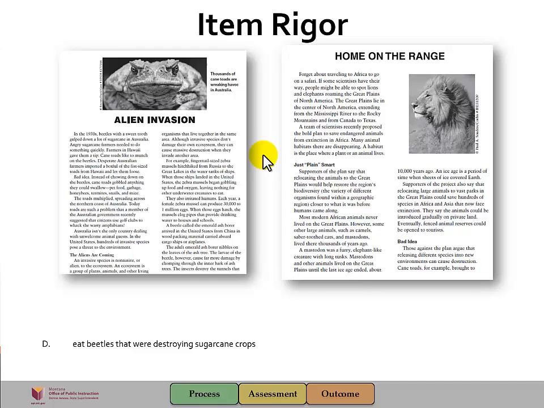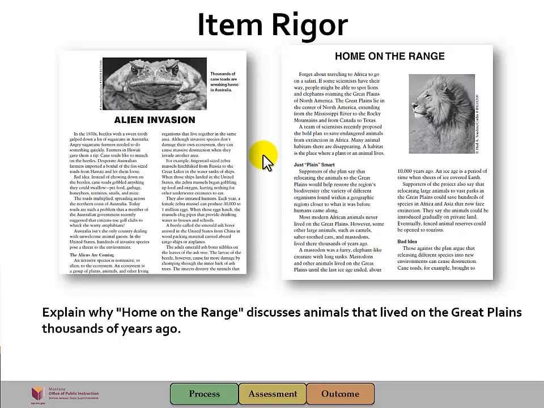The rationale given for these cognitive rigor placements was that students had to recall and locate basic facts, details, and events from the passage to correctly choose the answer D. Here's another illustrative item. Explain why the Home on the Range passage discusses animals that lived on the Great Plains thousands of years ago. This item is a constructed response item. Its difficulty was deemed hard, as only 26% of the nation's students were able to answer this item correctly.